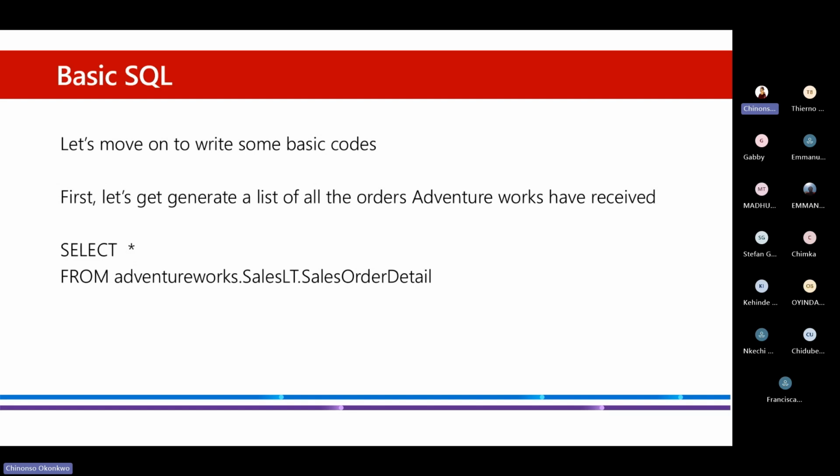So let's move on. I just want to show you what it looks like when you write a first basic SQL query. There is this database called AdventureWorks. AdventureWorks is a business, and this is the database of the business. So how do you select data from this database? You're asked to generate a list of all the orders that AdventureWorks has received. How do you go about this? This is just your very basic introduction to SQL.